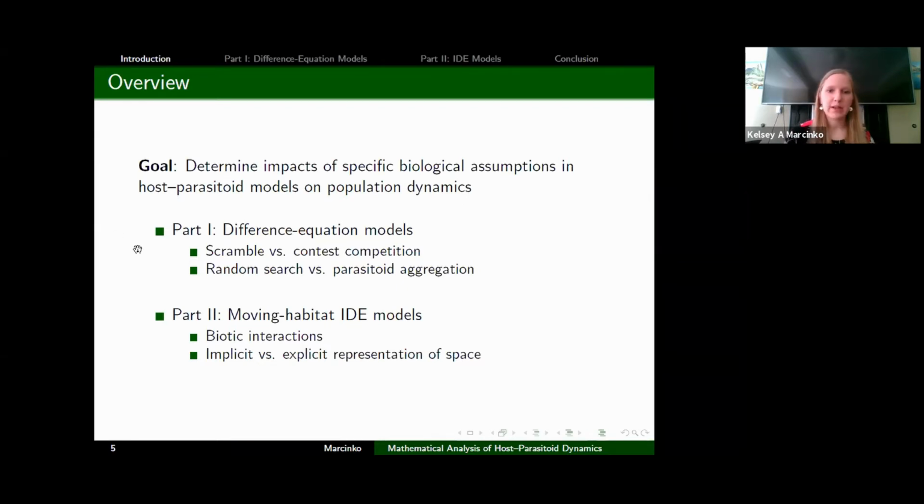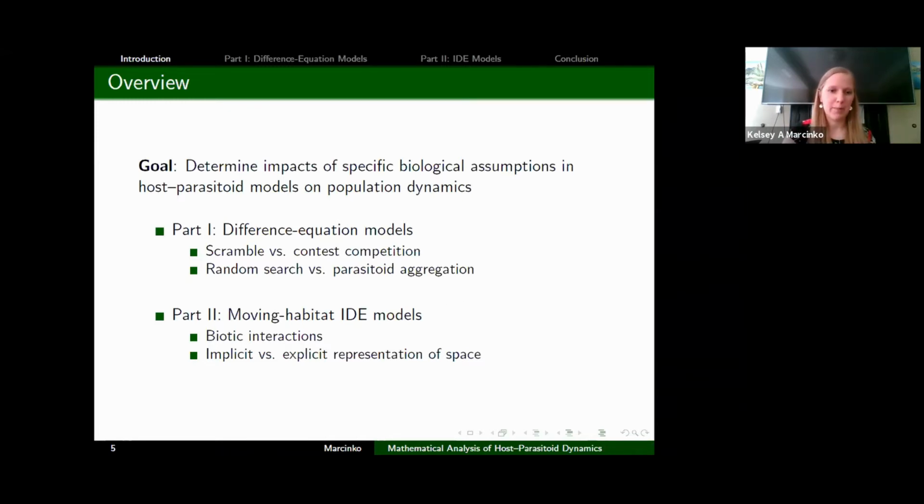And so specifically, I'll be looking at scramble versus contest competition in the host species and random versus aggregated parasitism in the parasitoid species. Once I got a handle on those non-spatial problems, I was able to move to the IDE models and analyze the biotic interactions between the host and parasitoid and look at species survival in that scenario, as well as whether it's necessary to implicitly or explicitly represent space and what you can learn from those two different frameworks.